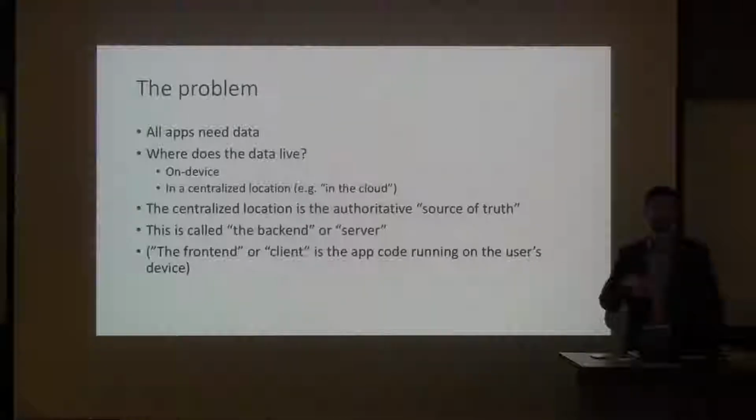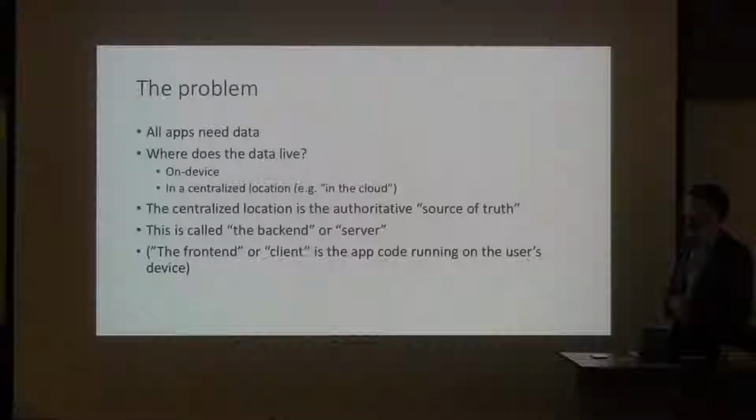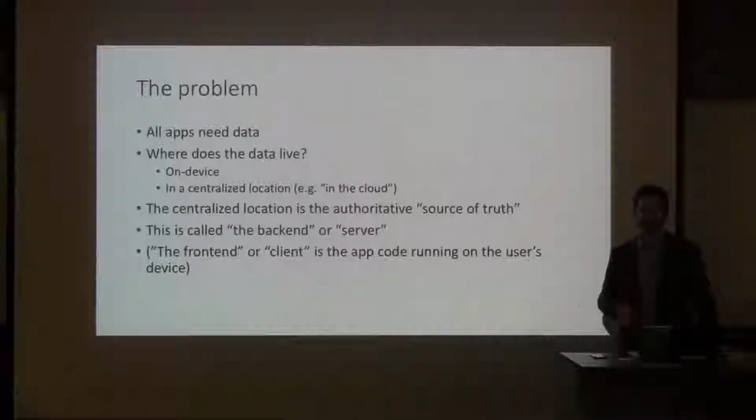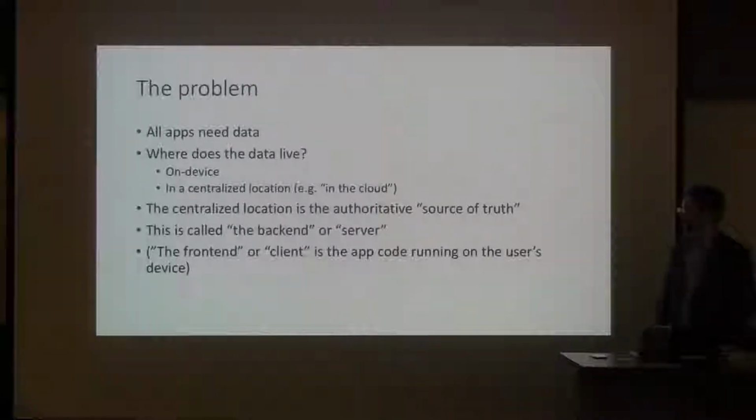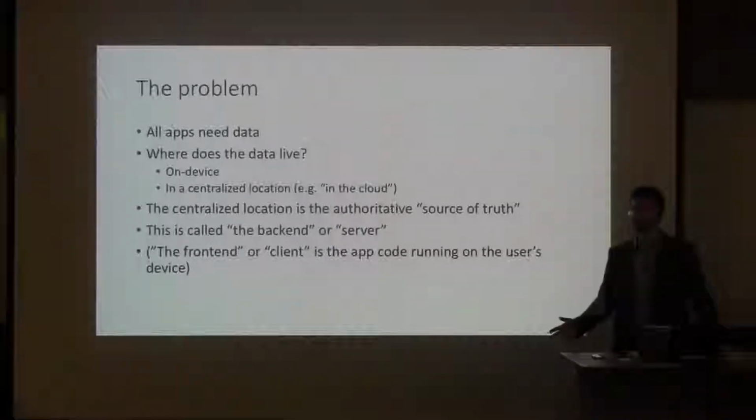So if you're sending a message to somebody, say, then that centralized server needs to know that you're sending a message and who you are and who you're sending it to and all of that information, so that the person who's going to be receiving that message can also access it. If that message only lived on your device, then it wouldn't be possible to share that information. So that central location is the source of truth, and that location is essentially called the backend. It's also called the server side, or maybe just the server.